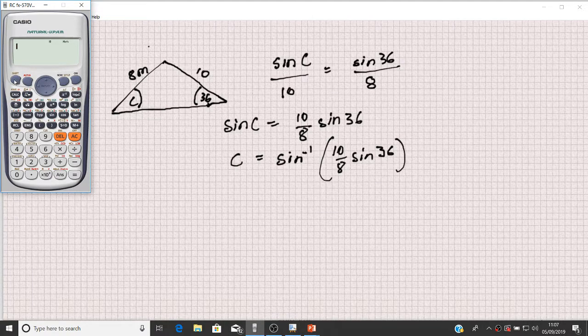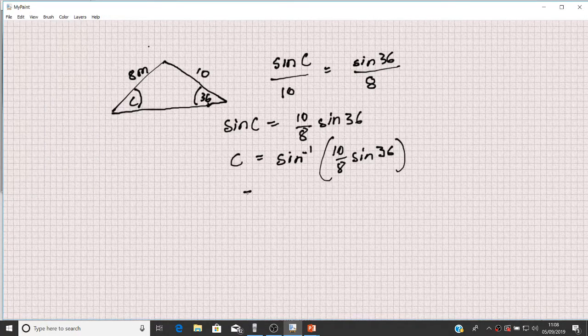So what we want is sine inverse, and in there I'm going to put 10 sine 36, close brackets, and then over 8, and close the final bracket, and we should get a measure in degrees of 47.28. So C equals 47.3, just rounding that, degrees. Okay, so that's the first example.